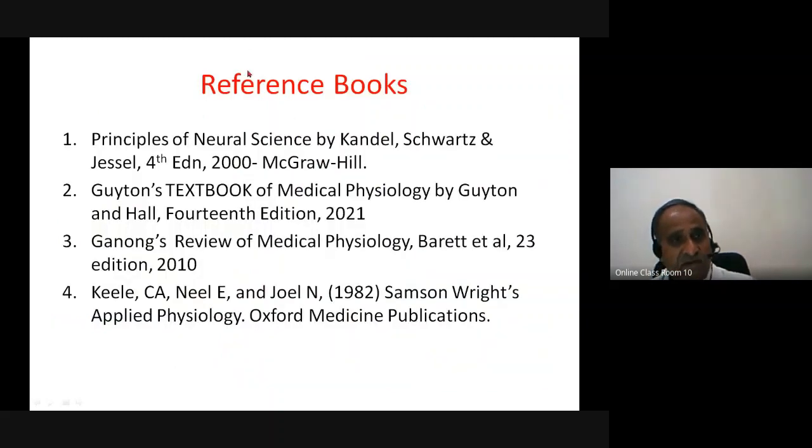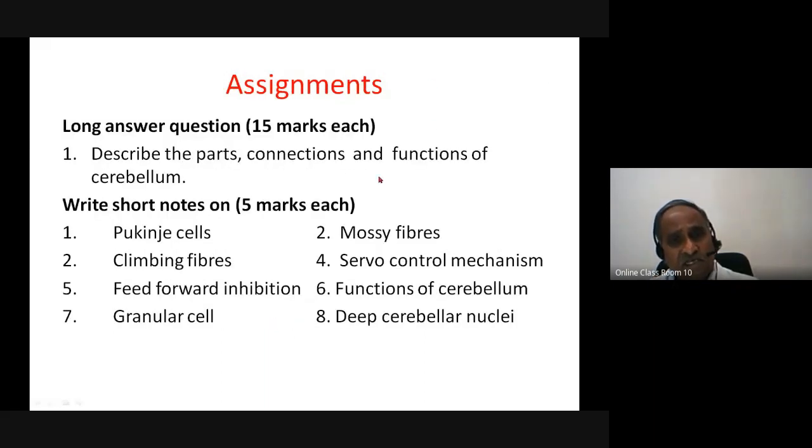Okay, I have referred to these books: Guyton, Ganong, Kandel's Neuroscience, and Samson Wright's Physiology. What I have here for you: describe the parts, connections, and functions of the cerebellum. Then write short notes on Purkinje cells, the mossy fibers, the climbing fibers, servo control mechanism, feed-forward inhibition, functions of the cerebellum, the granular cell, and deep cerebellar nuclei. Try to work on these things.